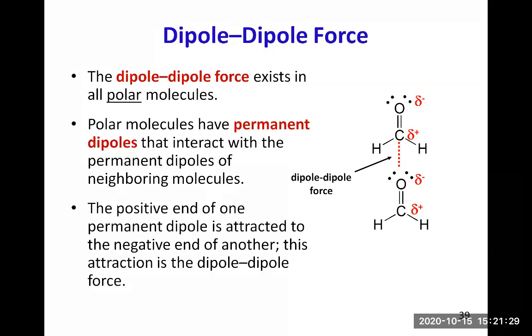Here in the illustration, we have the formaldehyde molecule, and it has a dipole moment. The carbon is partially positively charged. The oxygen is partially negatively charged. And the oxygen of one molecule will be attracted by the carbon of another molecule. The dipole-dipole force here is represented by the red dashes.